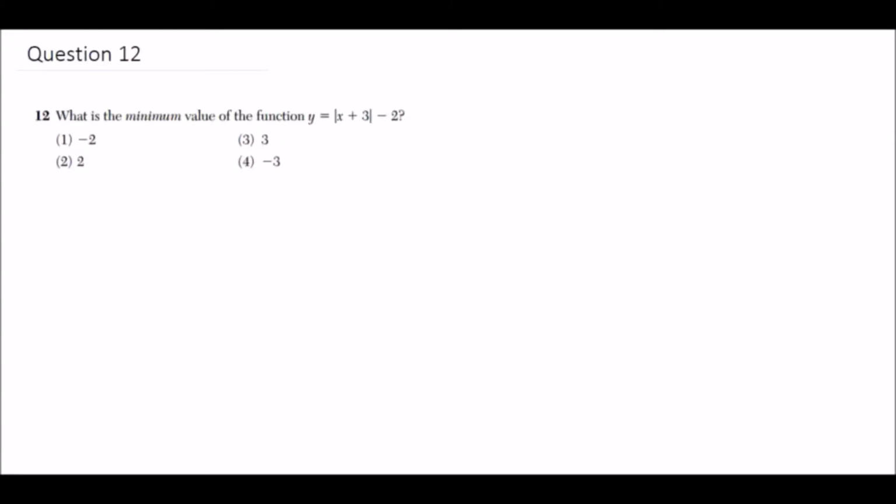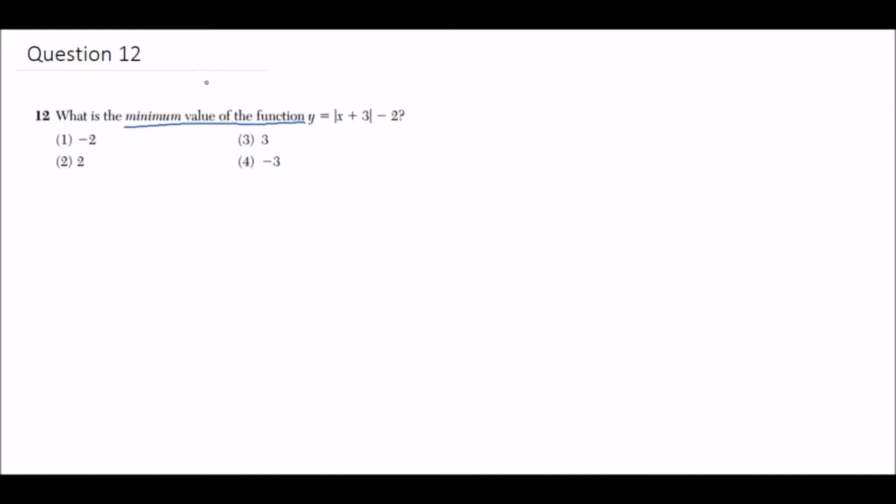In this video, we're going to take a look at question number 12 on the January 2017 Algebra 1 Common Core Regents, which is: what is the minimum value of the function y equals the absolute value of x plus 3, all minus 2? And there are a few ways that we can find this minimum value.